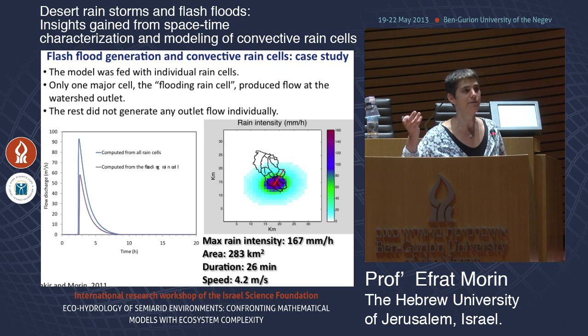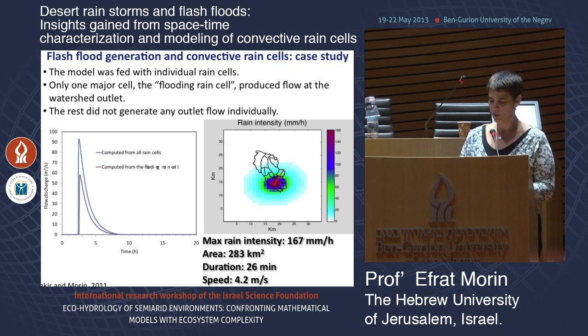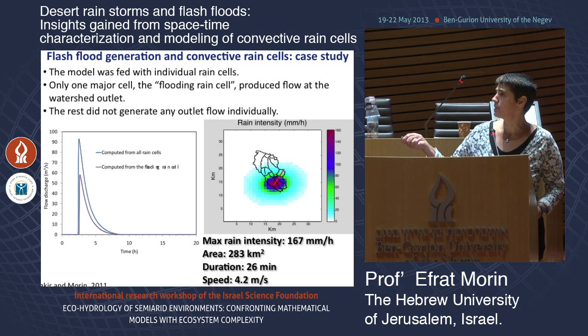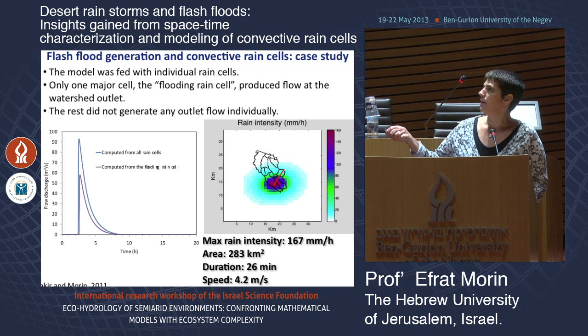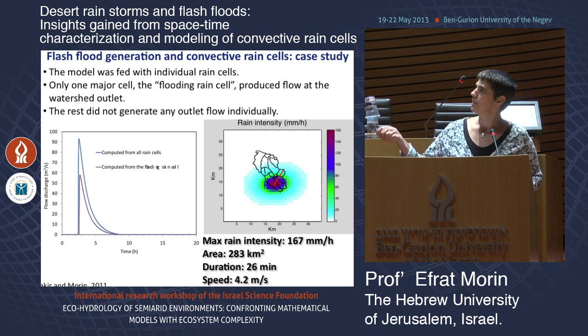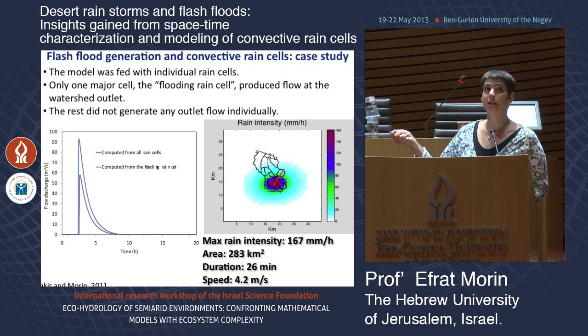Of course, the 55 others were important to wet the soil. It's not a linear response, of course. So the difference between this and this is the effect of the other cells. But without this one major cell, we wouldn't actually have a flow.